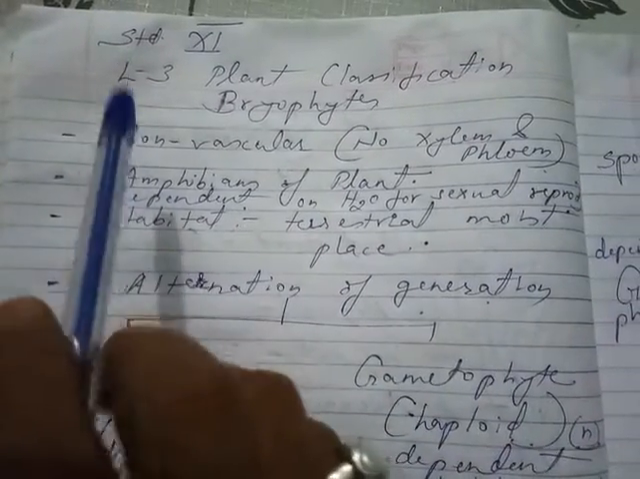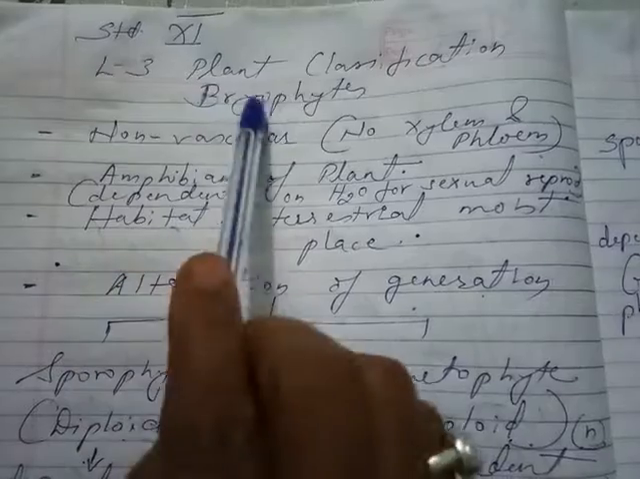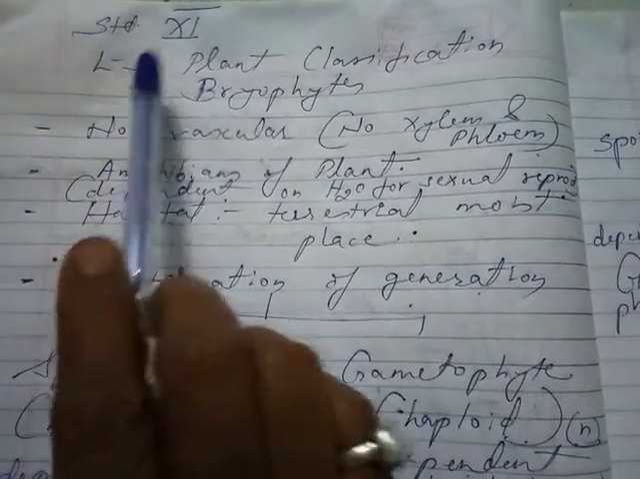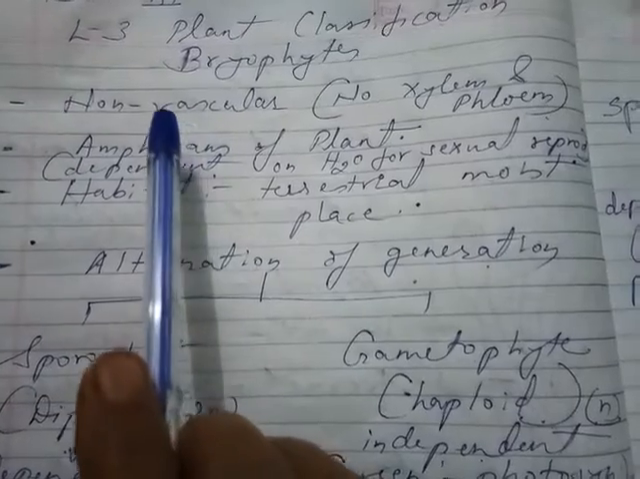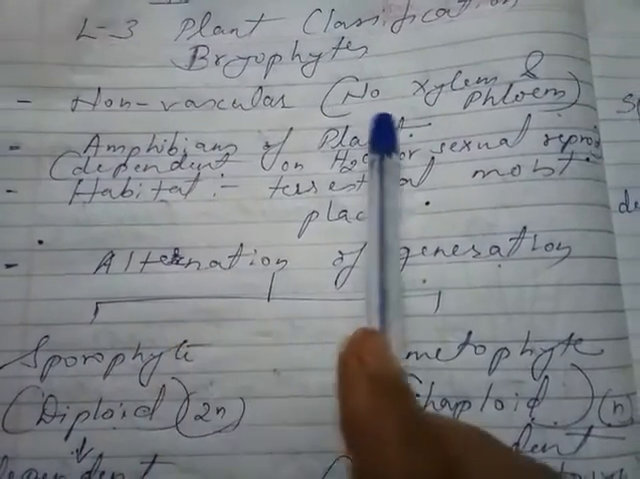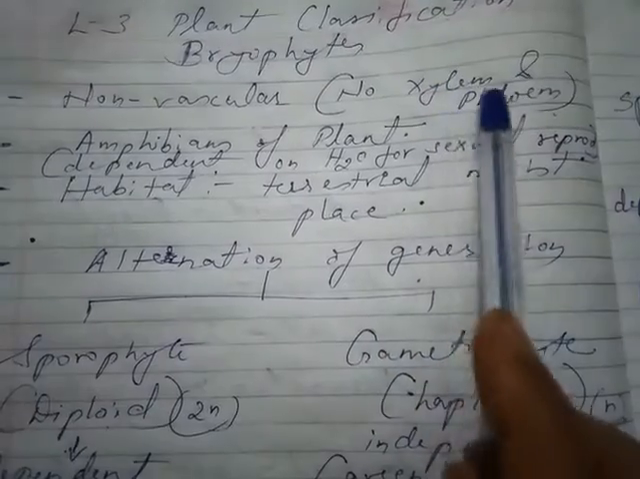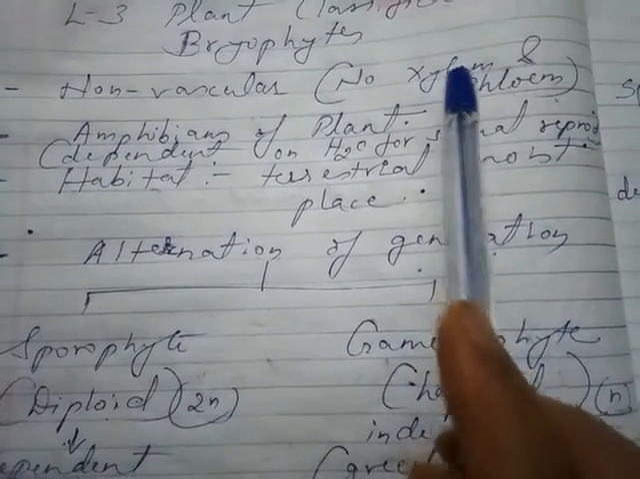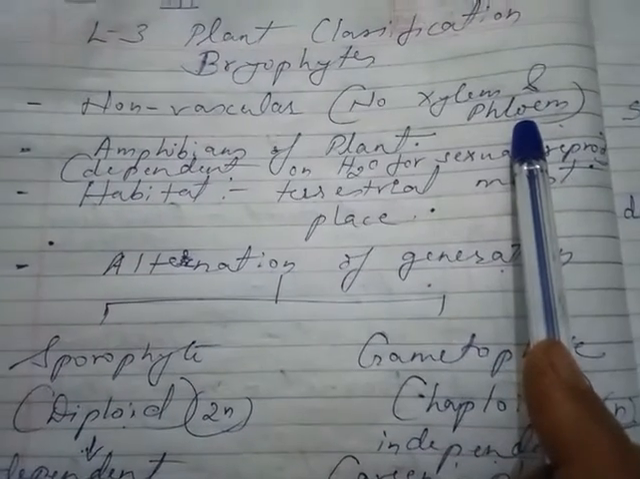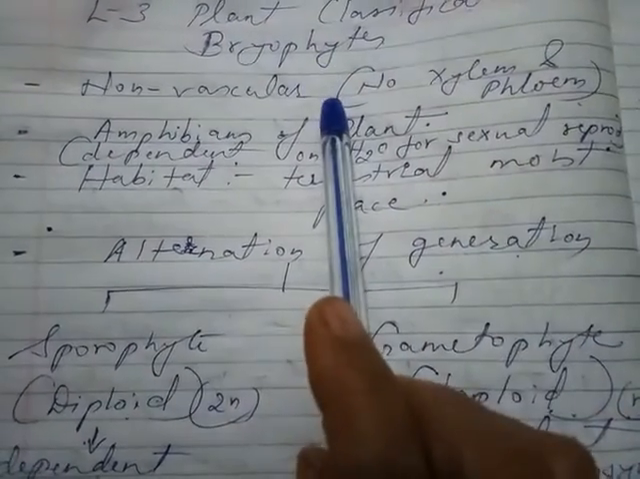Hello everyone. Let us start with the third chapter, plant classification of standard 11th, in that, bryophytes. Bryophytes are non-vascular plants, that is, no xylem and phloem is present. The conducting tissues are absent. Xylem helps in conducting water and phloem helps in translocation of food. So these tissues are not present in bryophytes.